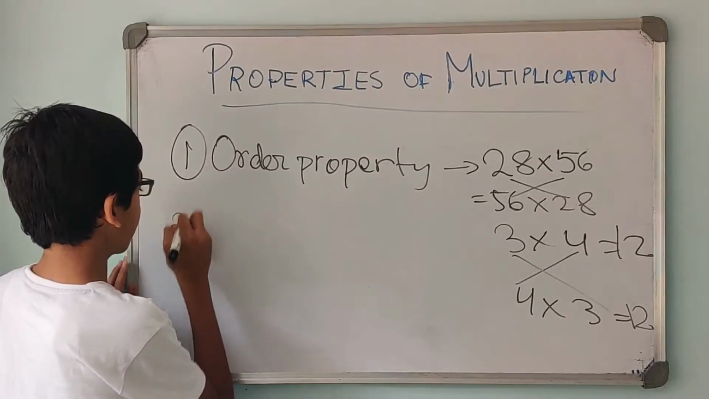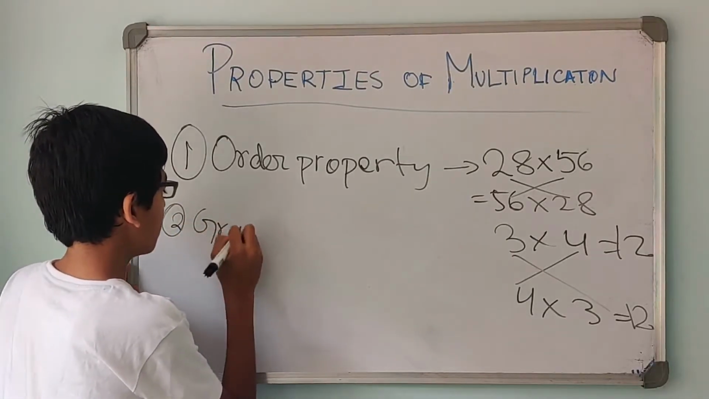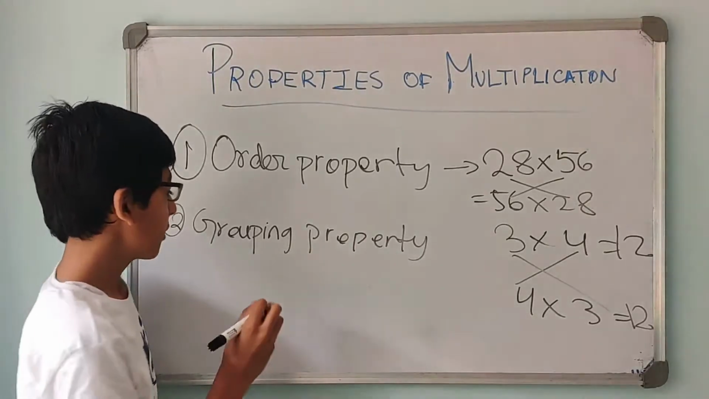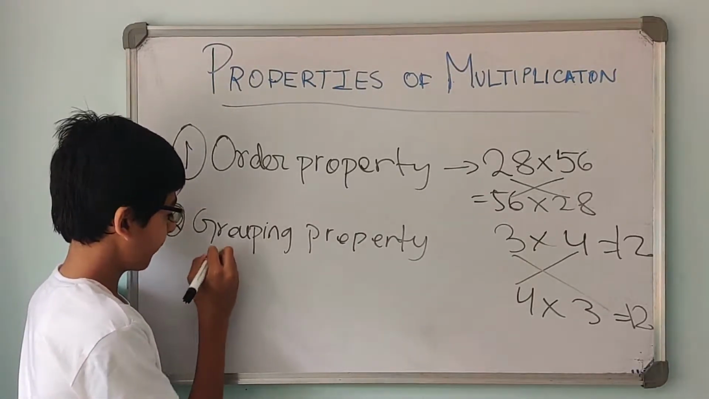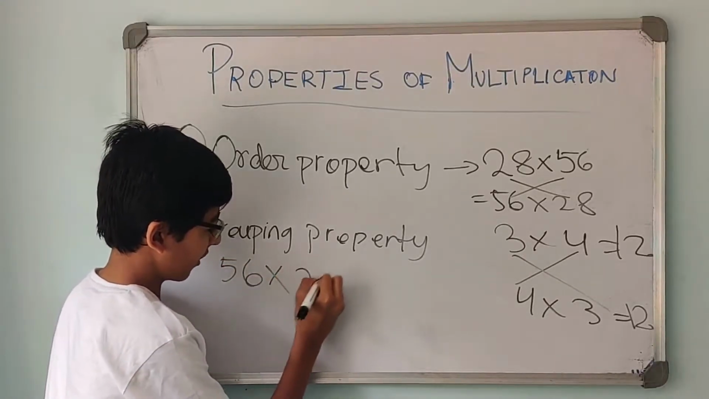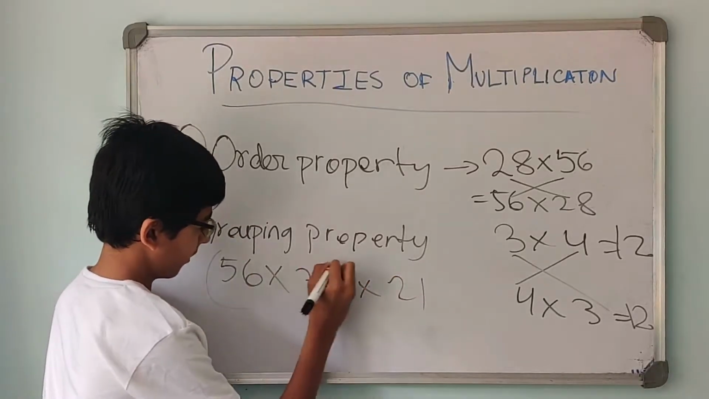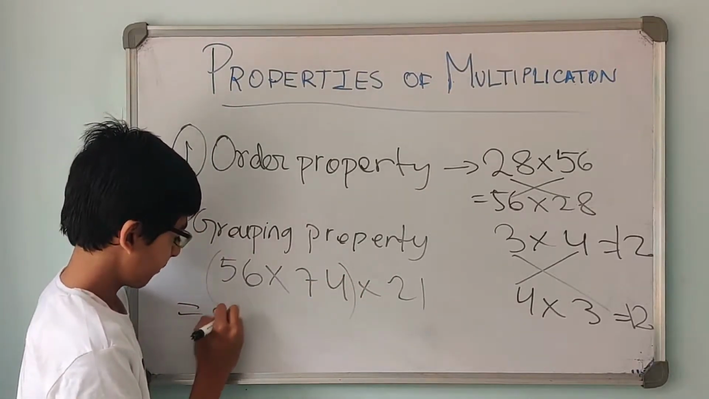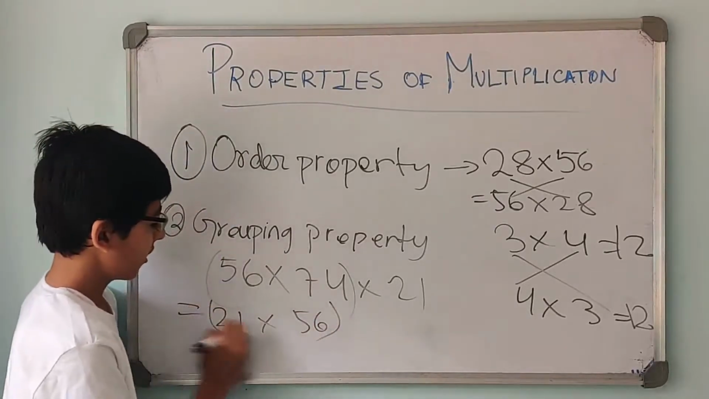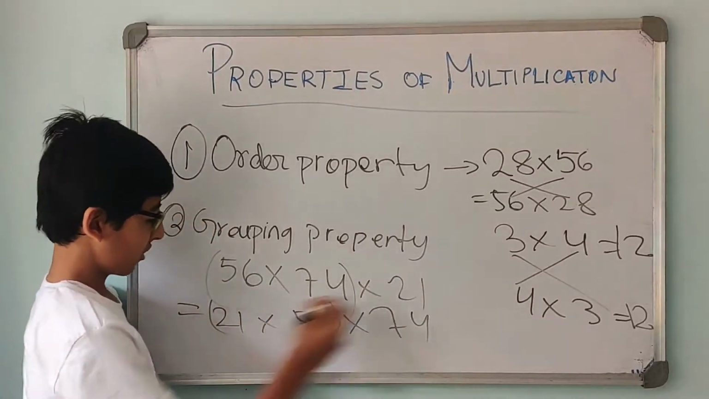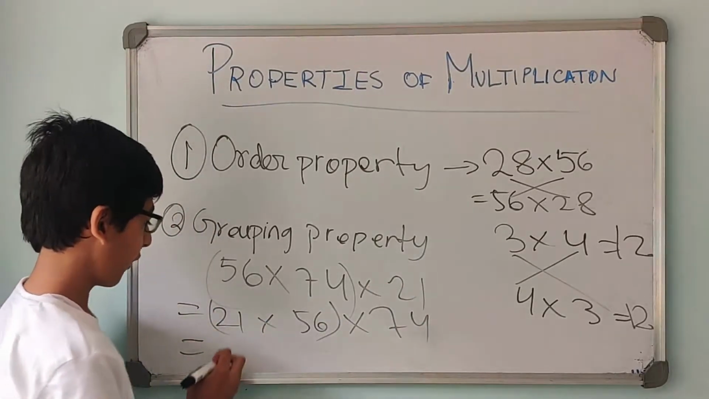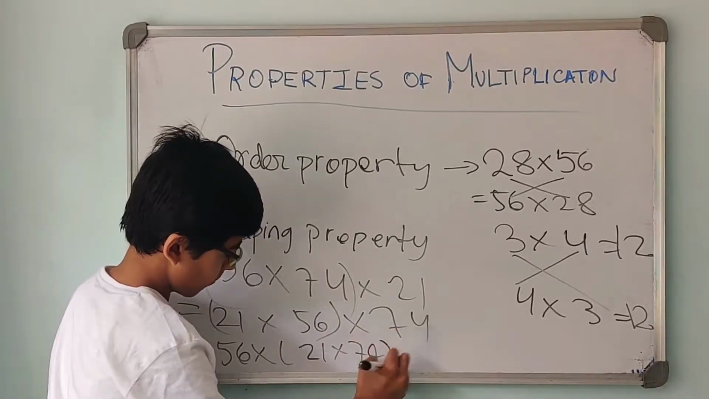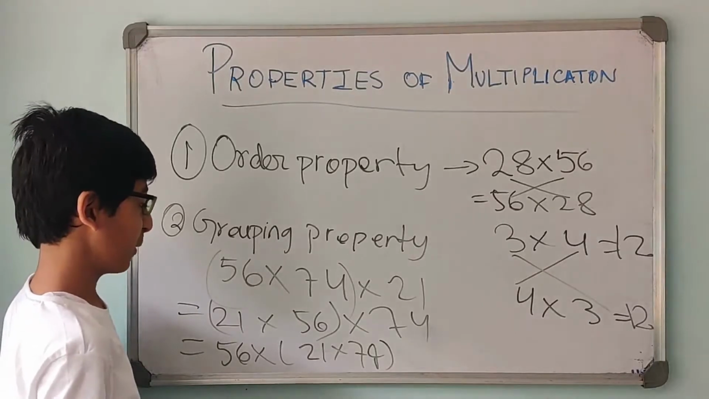Now let us know about the second property, that is called the grouping property. So what is the grouping property? Let's take that there are three numbers like 56 into 74 into 21. So over here you can see that there are many numbers. So for this also we can change the places of the numbers, like 21 into 56 into 74. So this is the same. We can also write this in one more way, like 56 into 21 into 74. So all the answers that we are going to get are going to be the same.